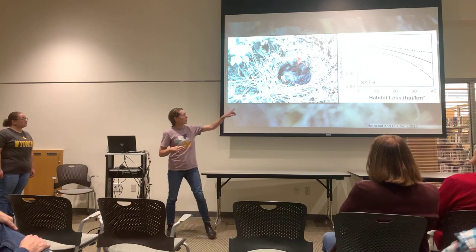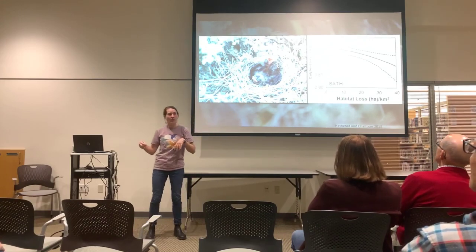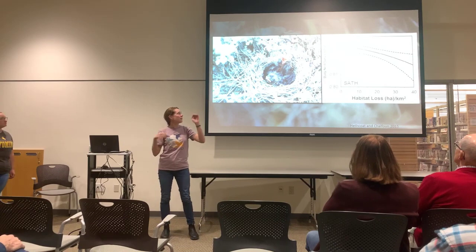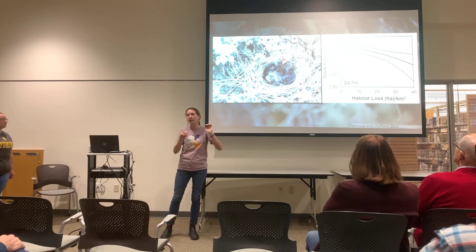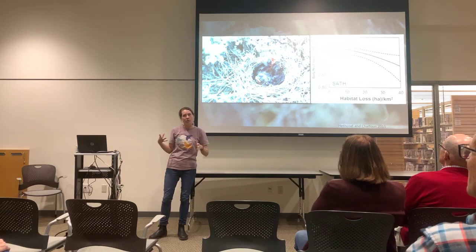And that's what this graph is showing. So on the x-axis, it's just showing habitat loss due to natural gas development. And on the y-axis is the likelihood of a nest surviving each day. So you can see that as you go to areas of higher development, the nest survival decreases. And that's for sage thrashers, but this is true for all of the species.